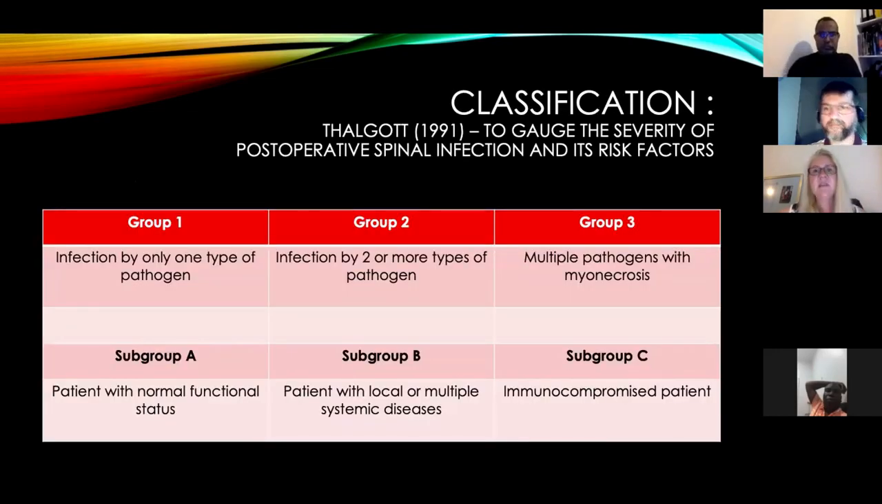This is a classification system described by Thalgott in 1991, which is quite a while ago. The aim of it was to gauge post-op spine infections, split into group 1, group 2, group 3, depending on the pathogens, and then subgroups which are dependent on the type of patient.